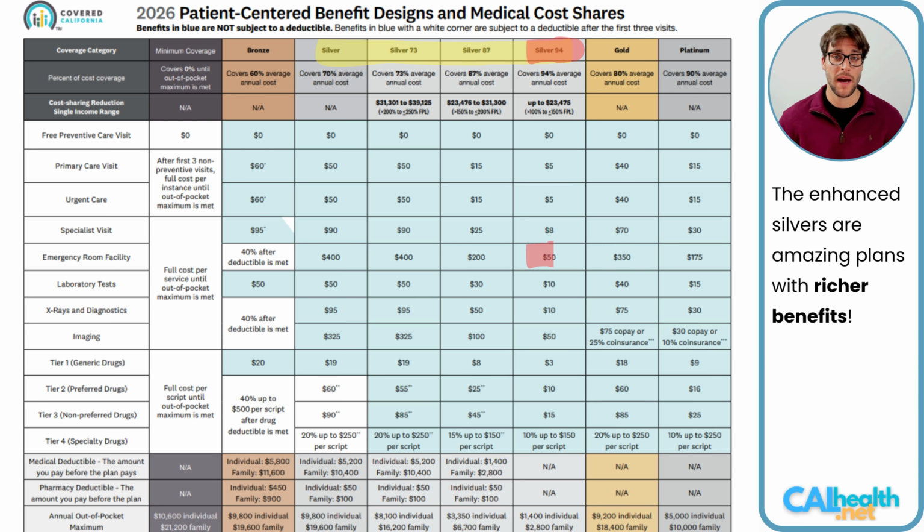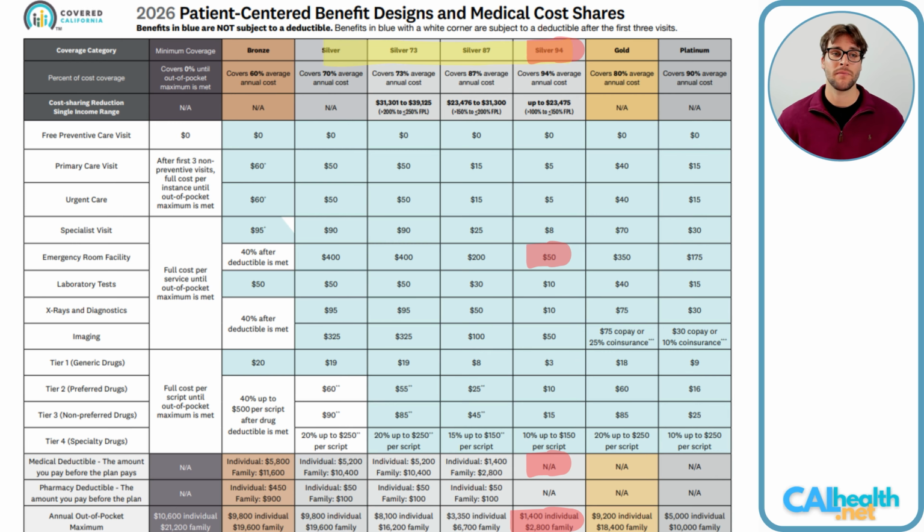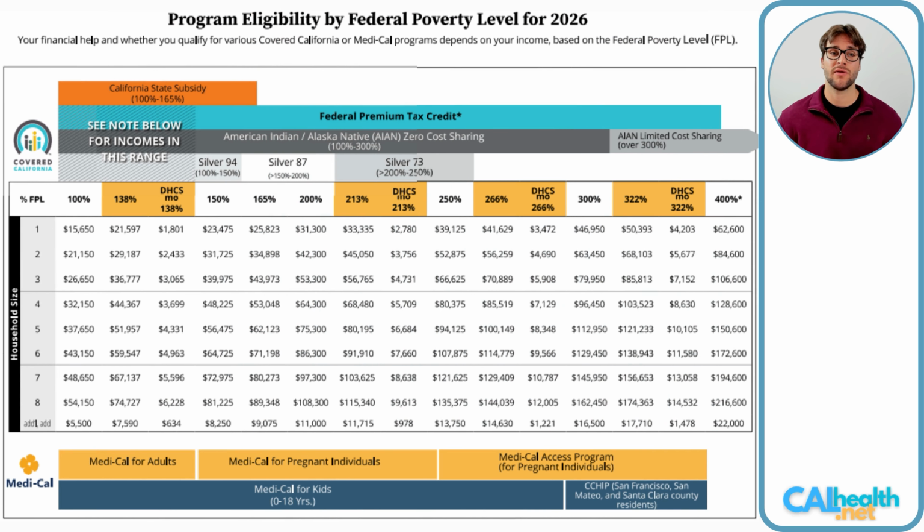You can see by the copays, the deductible here, and also the max out of pocket, with the max out of pocket on the silver 94 being one of the lowest. So what are these ranges you have to be in for you or your family to qualify for these plans? The silver 73 range is right here. Silver 87 range is here. And the silver 94 range is here.